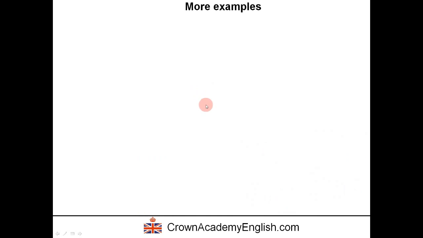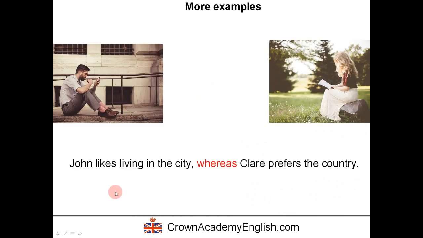Let's look at another example. John likes living in the city, whereas Claire prefers the country. So here we have John, and he likes living in the city, whereas Claire prefers the country. So we have differences in preferences here, a difference in preference of where you live. So we have this fact number 1, this fact number 2, and in the middle we have the conjunction whereas. Okay, whereas.